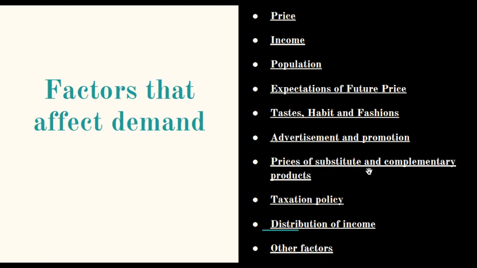Next is prices of substitute and complementary products. These factors also affect the demand for a particular commodity. For example, tea and coffee can be considered as substitutes for each other. Hence, the change in price of coffee will affect the demand for tea and vice versa. If the price of coffee increases, some people may start consuming more of tea than coffee, and thereby it will result in increase in demand of tea even if the price of tea hasn't changed.